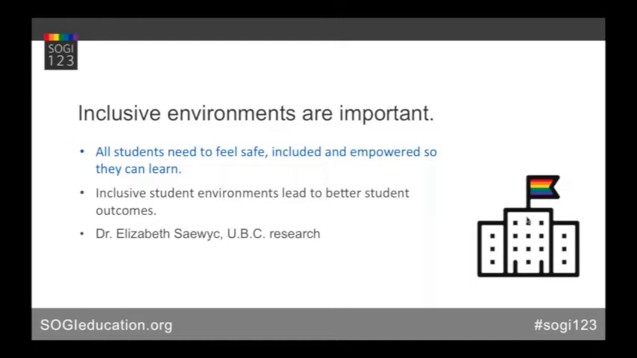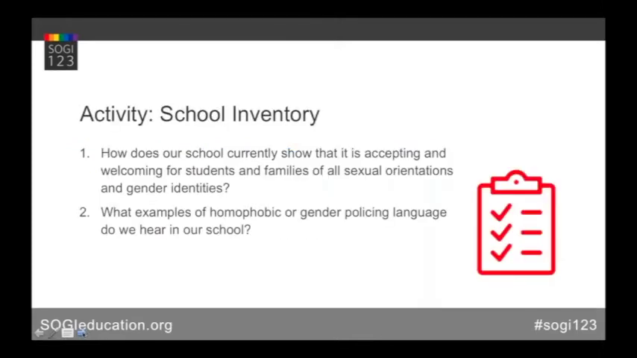Some research to support this. Dr. Elizabeth Saewyc is a professor with the School of Nursing at UBC, and she found that having tangible, fully implemented SOGI policies and inclusive environments leads to better student outcomes. That's local data that's quite tangible for people to consider, and it benefits everybody.